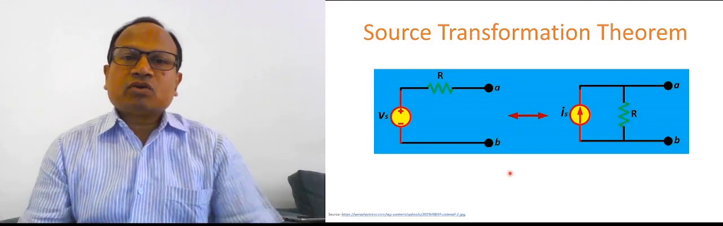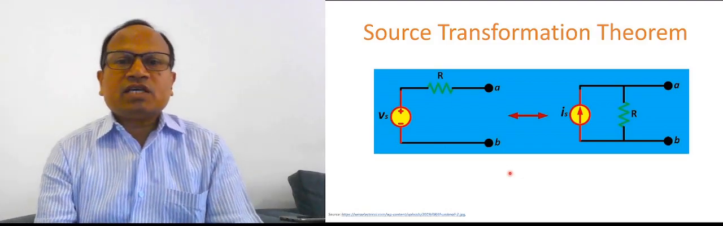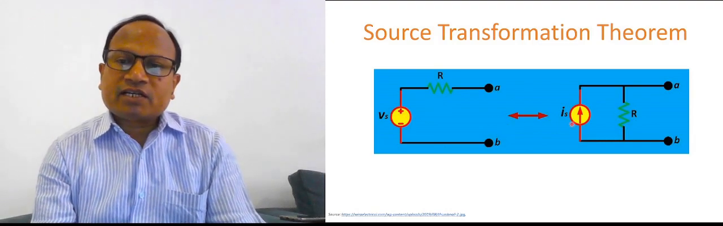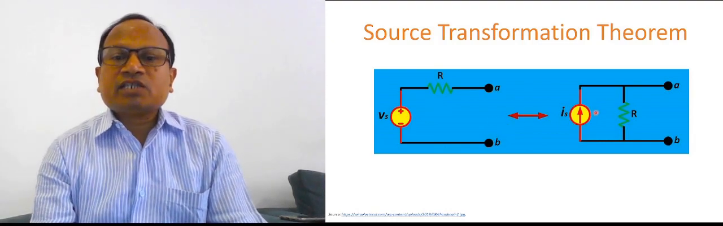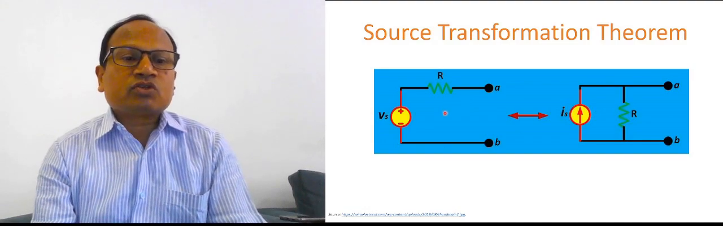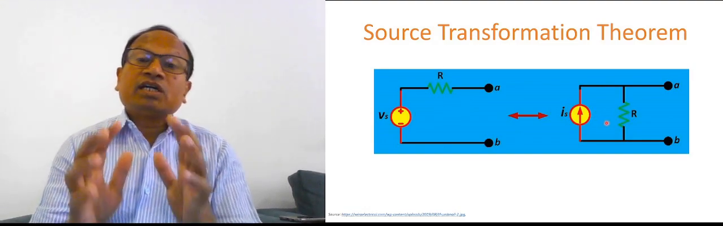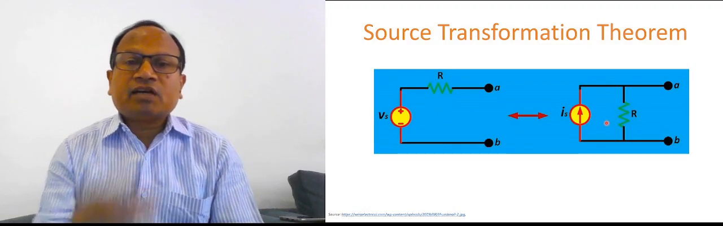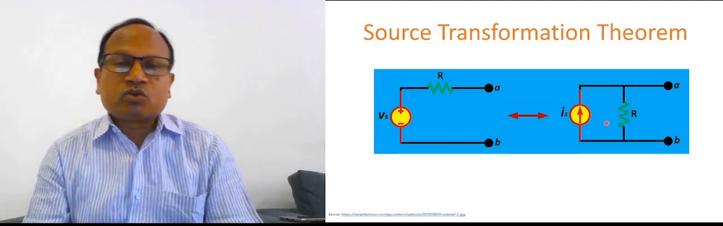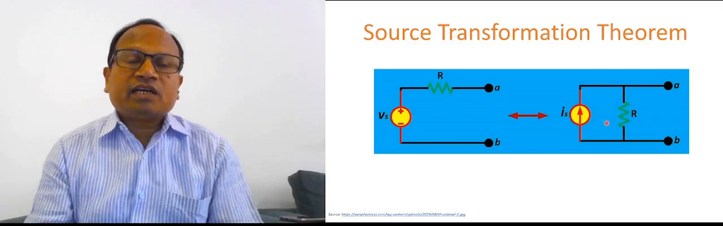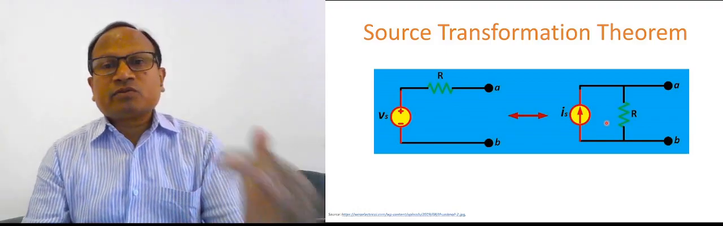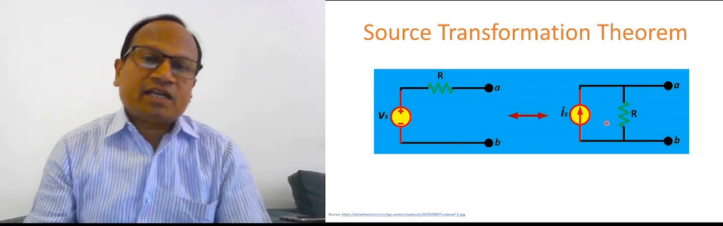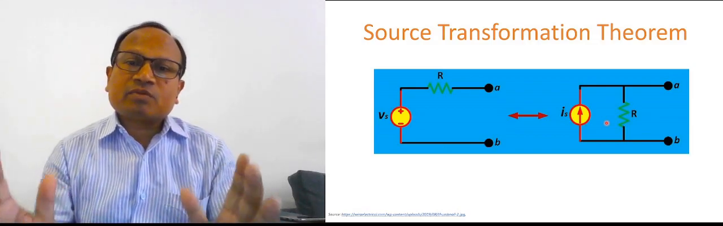Hello everybody, source transformation theorem. You can see a picture here, there is a voltage source, it's being converted as current source or vice versa. So a current source can be converted into a voltage source, and a voltage source can be converted into a current source. Because in some circuits you will find that converting into either current or voltage source makes the problem simpler. And therefore the transformation from source, that is voltage source, to current or vice versa is needed. This is called the source transformation theorem.